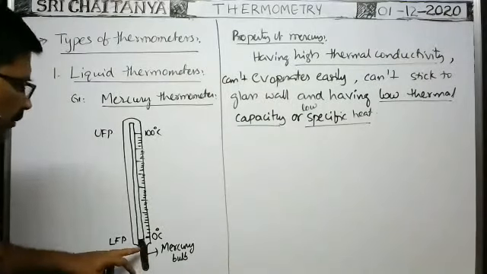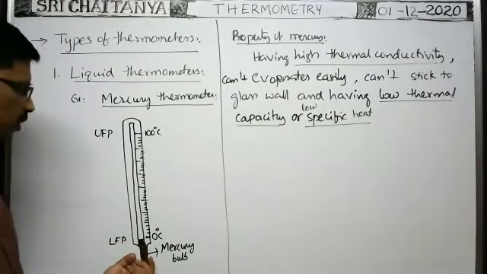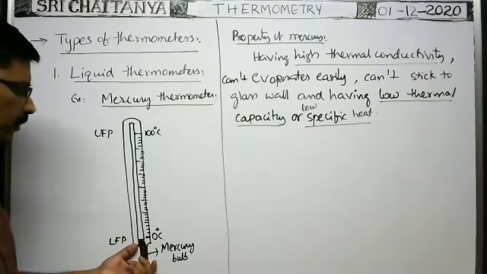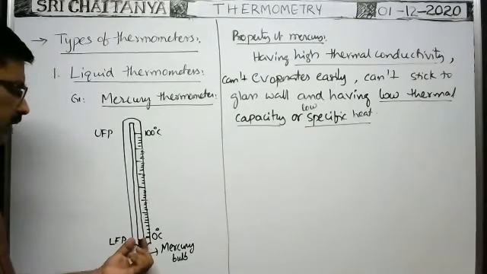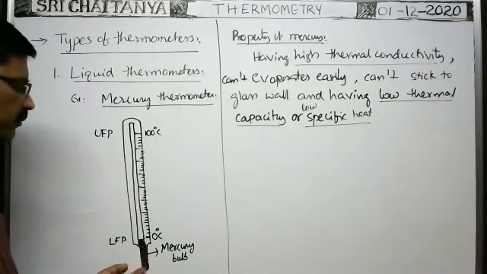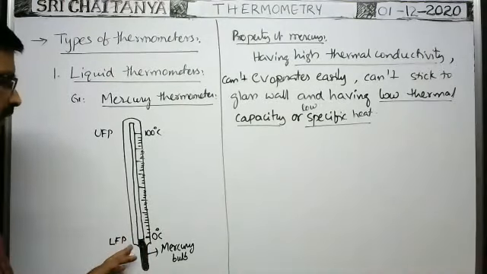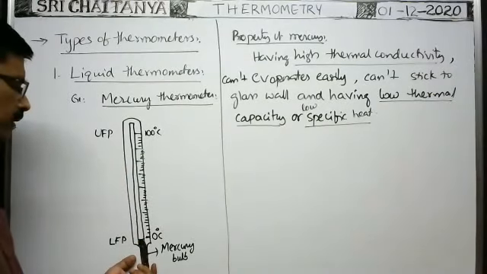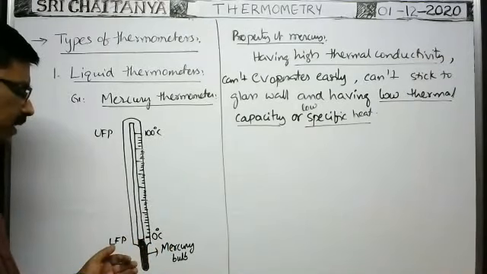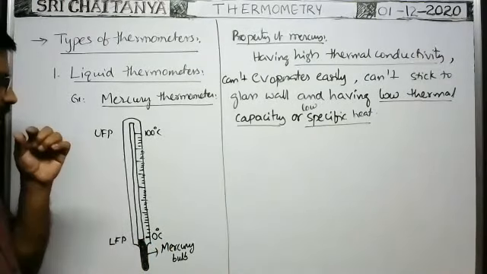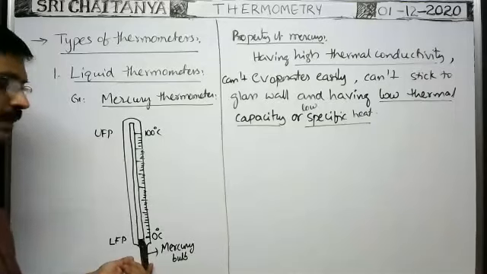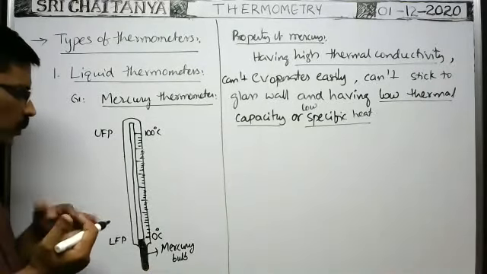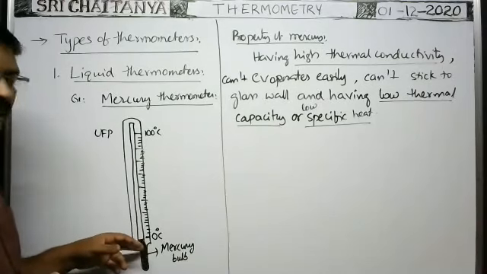Now, why do they prefer a cylindrical-shaped bulb in the mercury thermometer? For the given volume of mercury, the surface area of a cylindrical bulb will be more. As the surface area is more, when you keep it in contact with our body, more surface area of the mercury is in contact with our body. That's why more heat energy transfer takes place from our body to the mercury in the bulb.